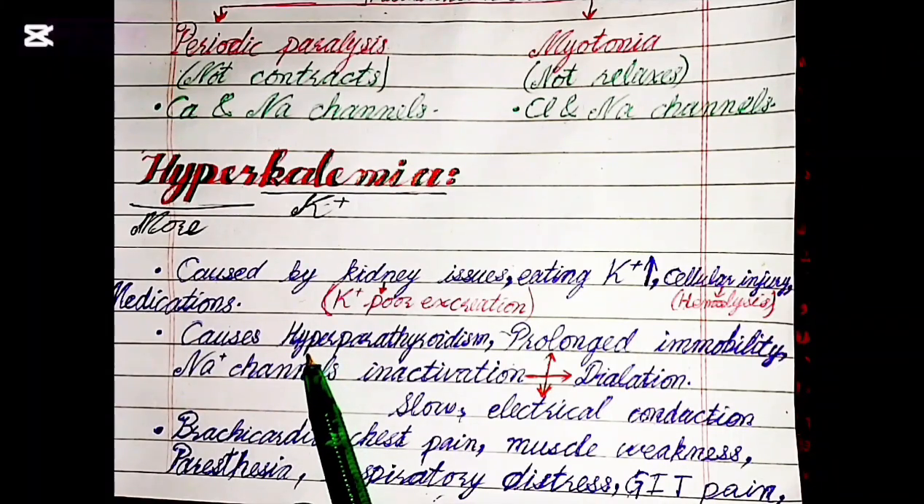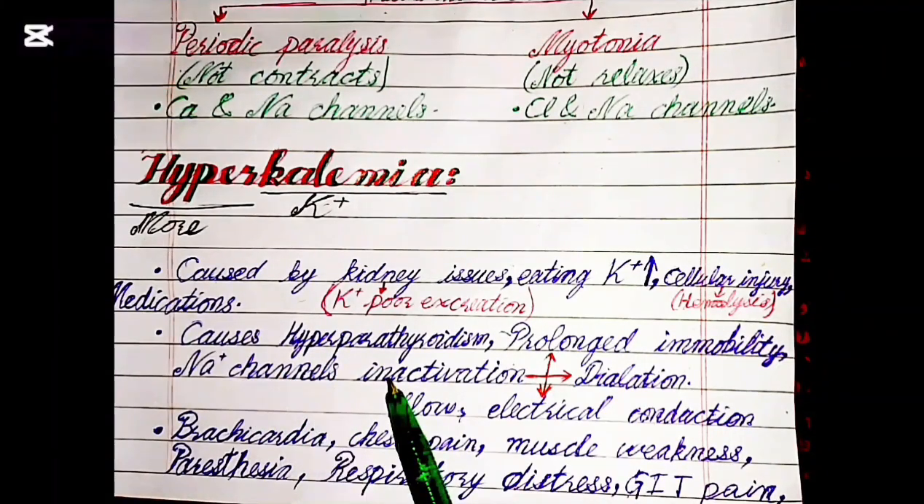Hyperkalemia also causes hyperparathyroidism, and due to hyperparathyroidism, calcium level also increases in blood. Means calcium comes from bones to the blood, and also bone related diseases occur, and hypercalcemia also occurs. And it also inactivates sodium channels for a much longer period of time, which can't be regained again.